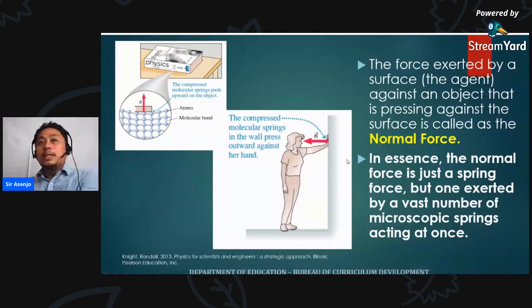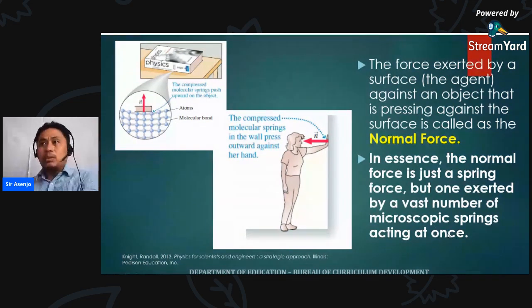Now let's have the normal force. The force exerted by a surface, the surface here, the agent is the surface, against an object that is pressing against the surface is called the normal force. In this example, you have the physics books put on top of the table. In essence, the normal force is just a spring force, but one exerted by a vast number of microscopic springs acting at once.